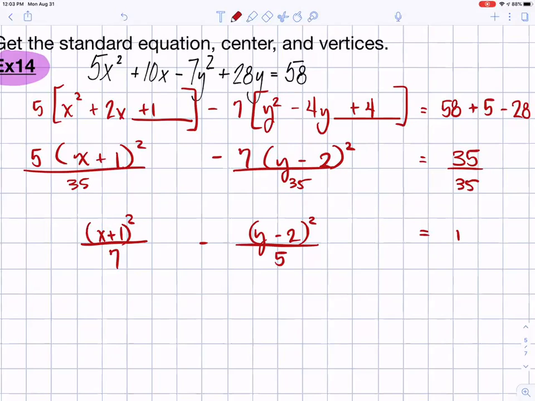How did we do on the standard equation? Did you get the same thing I got? Check all your signs. Same thing? Okay. And I was asked for the standard equation, so I got that part. I was also asked for the center. This part's easy. So where's the center? -1, 2. Okay. Which direction do I have to go to find my vertices? To the right and to the left. How far?